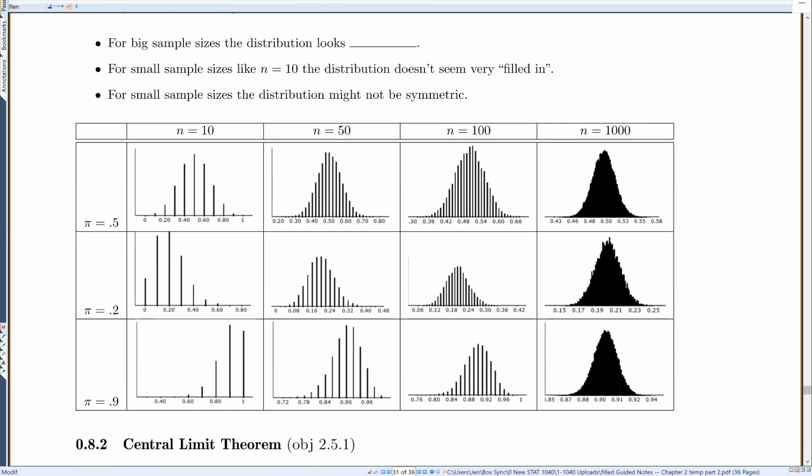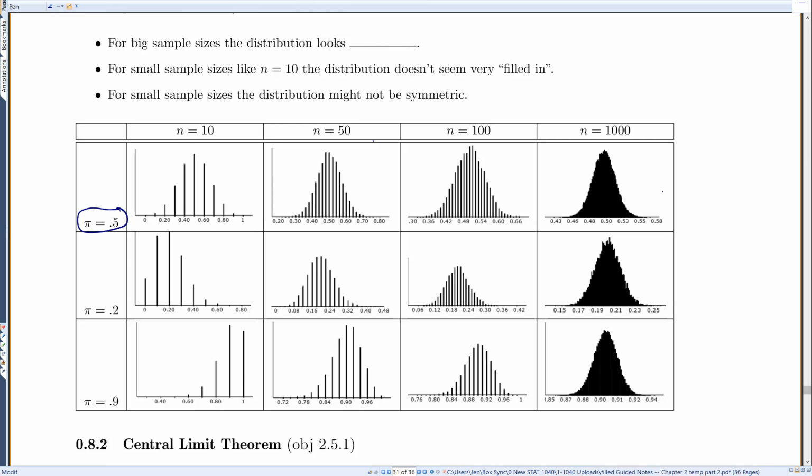So first, I have pi equals 0.5 in this row, and these are different sample sizes. At 10, notice these are all of my possible sample proportions I could get. It kind of looks like a normal curve, not really filled in yet. Not exactly like that pretty curve, but pretty close. At n equals 50, I'm getting pretty filled in. Looks very normal. At 100, I look pretty normal. At 1,000, oh, it just looks beautiful.